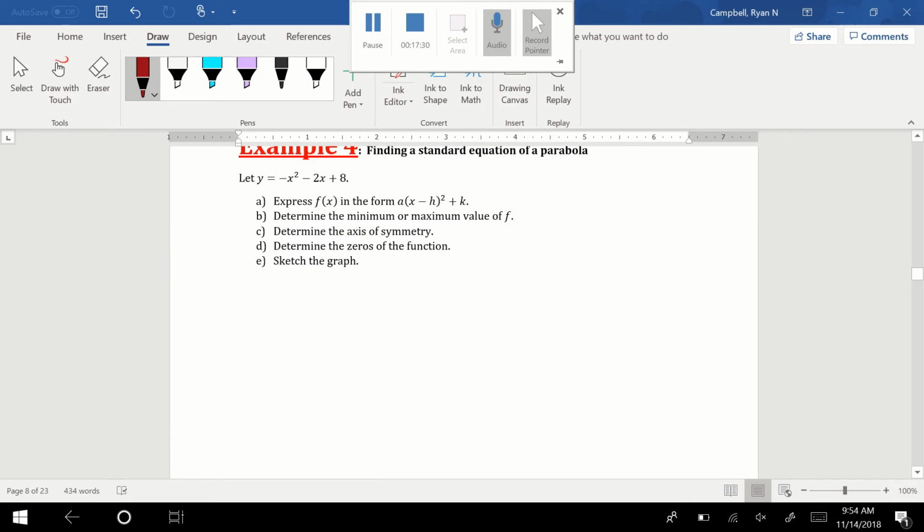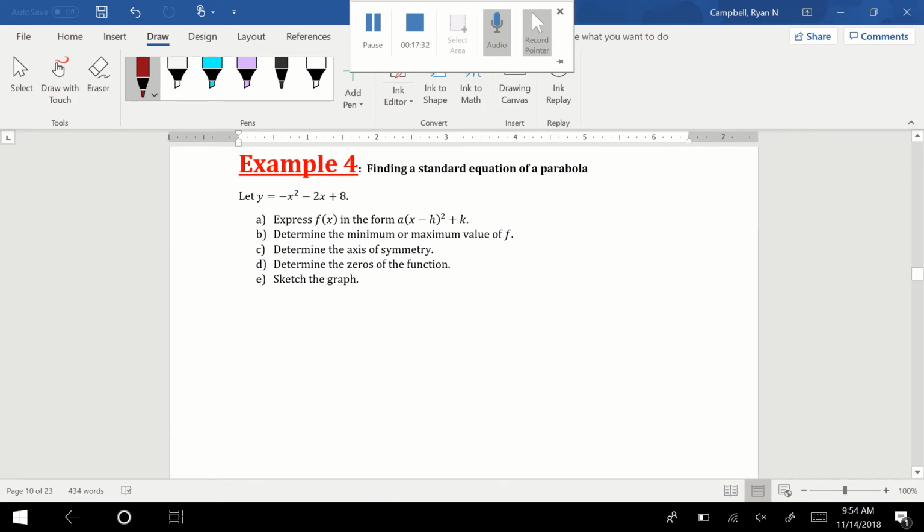All right, let's do one more. So y equals negative x squared minus 2x plus 8. So again, this is almost correct, except we have a number that's not 1, it's negative 1. So we just multiply negative 1 to everything. So negative y equals x squared plus 2x minus 8.